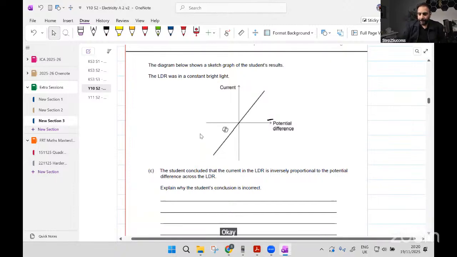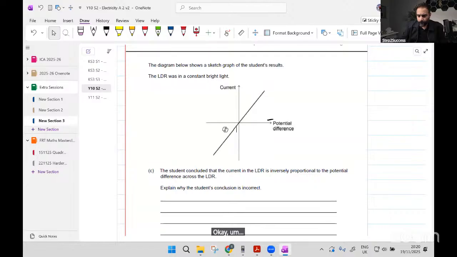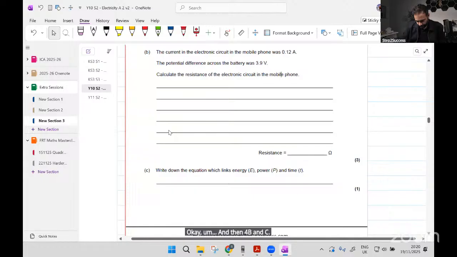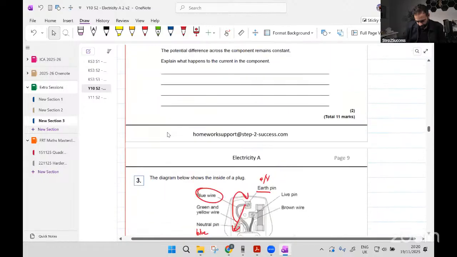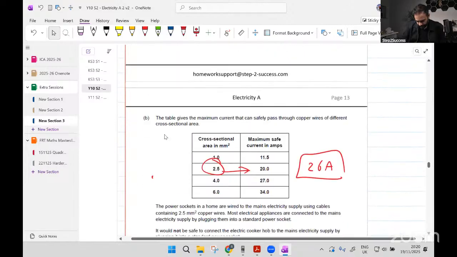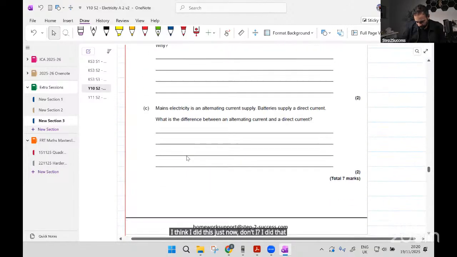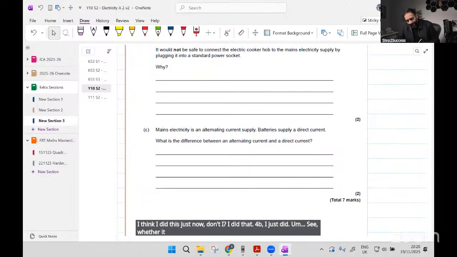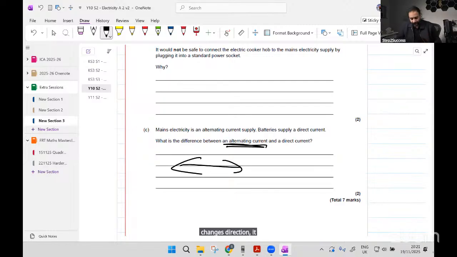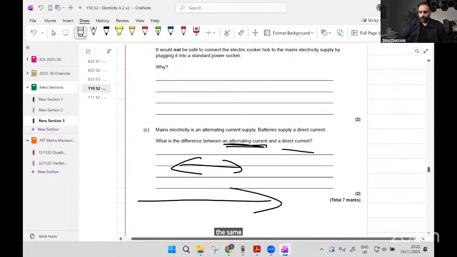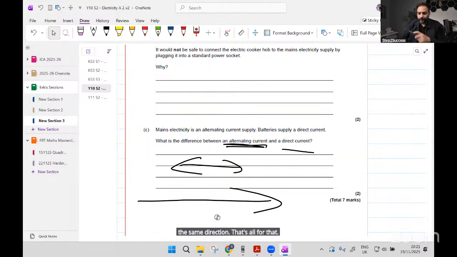And then for B and C. I did this just now, didn't I? 4B, I just did. C, what is it with alternating? Well, alternating current changes direction. It alternates direction, whereas direct current only goes in the same direction. That's all for that. And then, right, I'm moving on.